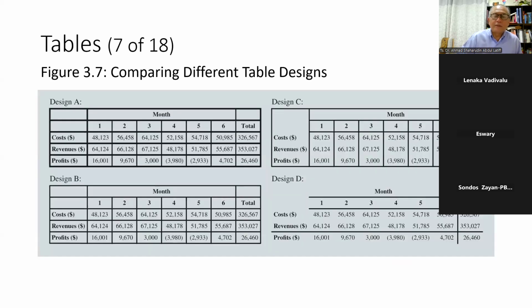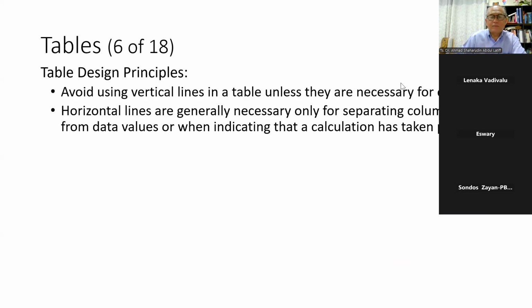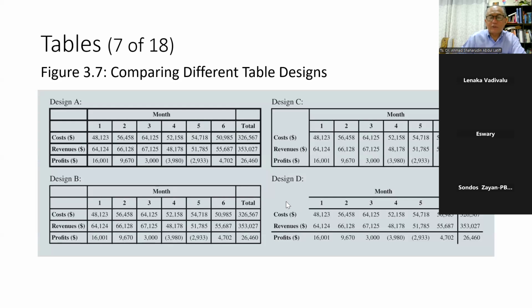And then, okay, this is where design A has more vertical lines. You can see here, design A. So you only use a horizontal line when indicating that a calculation has taken place. Look at design D there. In design D, the calculation has taken place where you get the total, and all the vertical lines are removed.